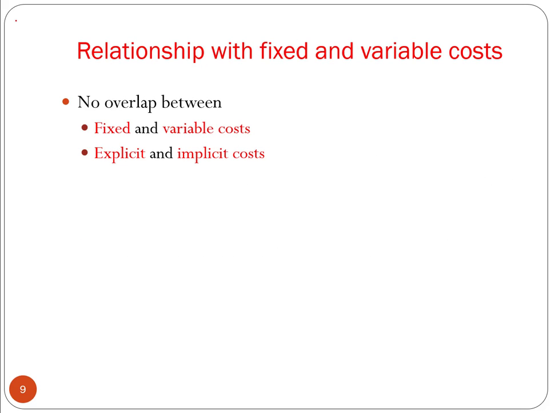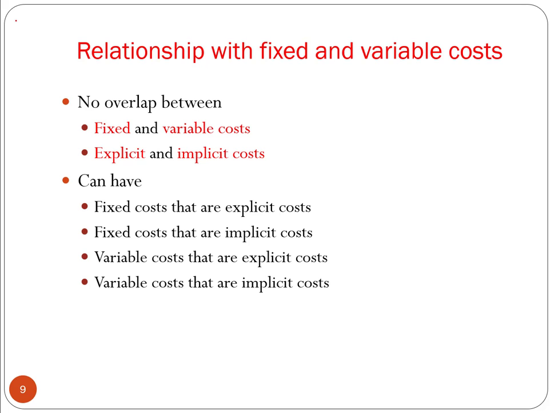Okay, so we've now broken down costs in two ways, into fixed and variable costs and into explicit and implicit costs. One thing I should say is there's no overlap between the two. You can have fixed costs that are explicit costs, fixed costs that are implicit costs, variable costs that are explicit costs, and variable costs that are implicit costs. So in this sense, there's no fixed relationship between fixed and variable costs and explicit and implicit costs. They're like two different ways of dividing up the total costs, but you can't say all implicit costs are variable costs or all explicit costs are fixed costs, because it's not true.